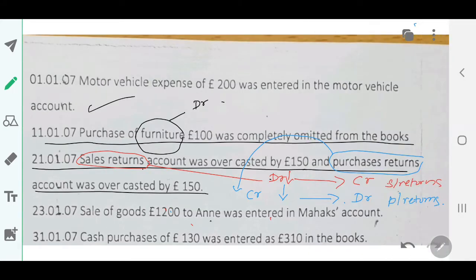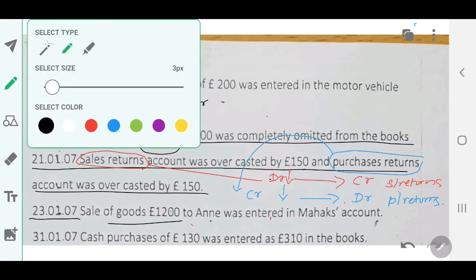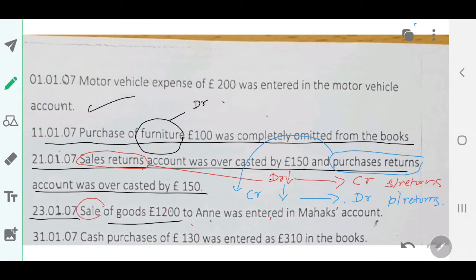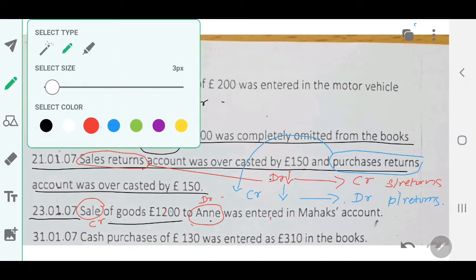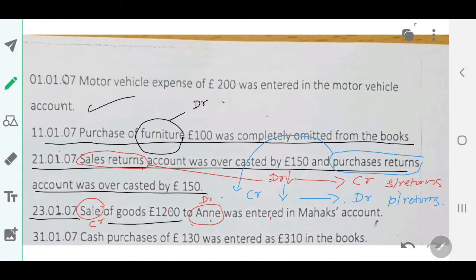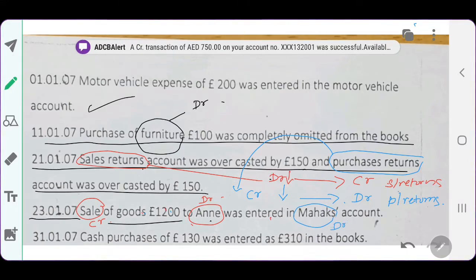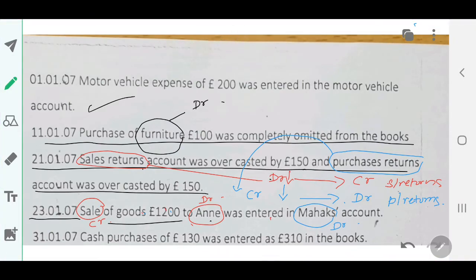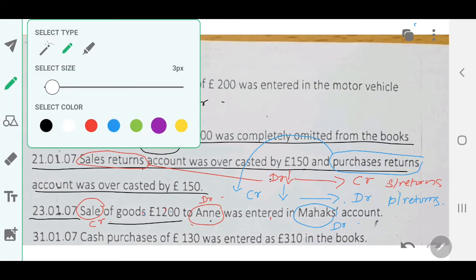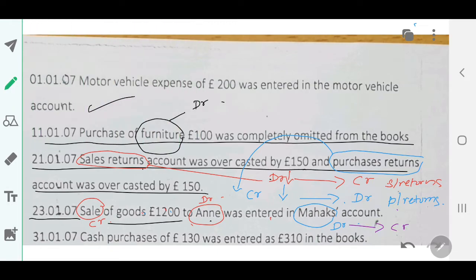Let's move on to the next transaction, which was on 23rd. Sale of goods, 1,200 to Anne. So, in this case, you credit the sales account and you debit Anne's account. But the mistake was, it was entered in the debit of Mahat's account. Now, you're supposed to remove it from Mahat. Therefore, you have to credit Mahat's account and debit Anne's account.